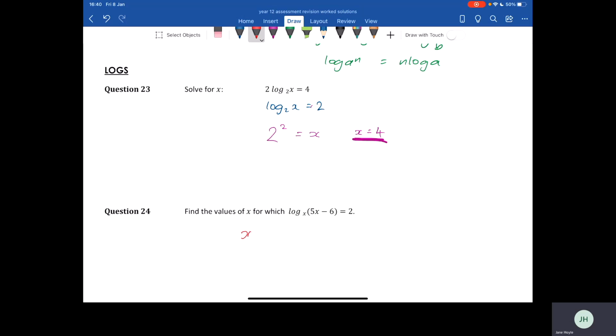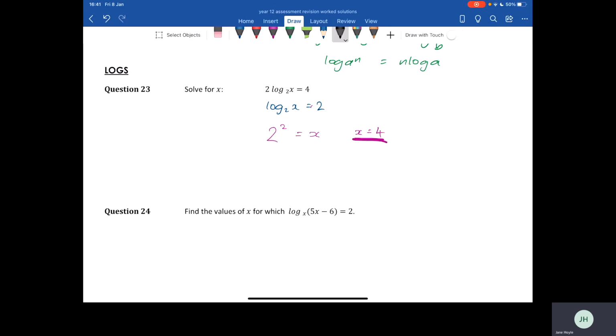So if I say, okay, x to the power of the left-hand side is equal to x to the power of the right-hand side. By doing that, those two terms there, of course, cancel, because you've got x to the power of something and then log to that same base. They are inverse functions. So that just leaves you with 5x minus 6 equals x squared. So it's exactly the same as what I could have written down before.